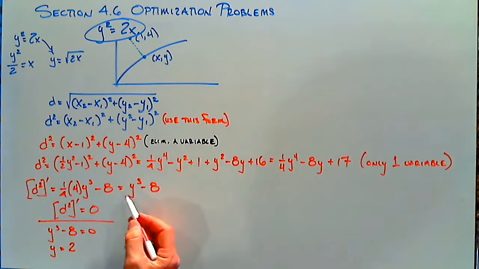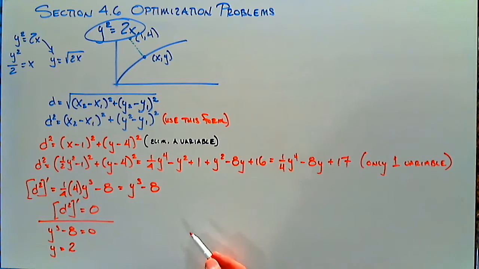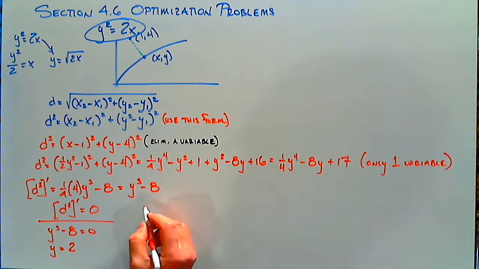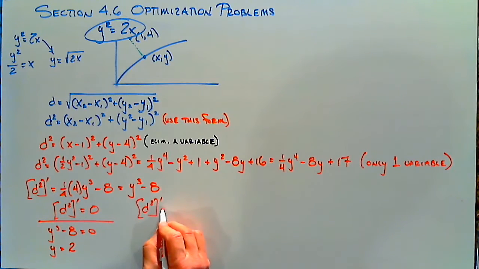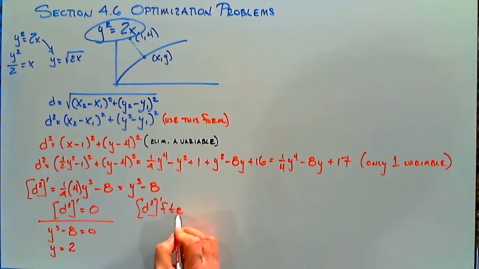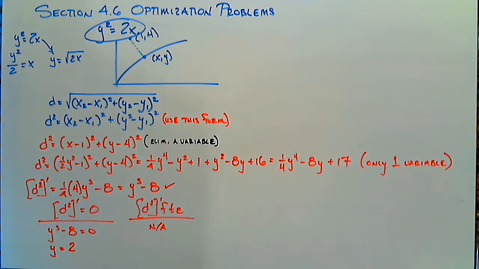Now, what about when does y cubed minus 8 fail to exist? Well, we could write it down, right? We could write that down. Maybe our instructor says, well, I want you to show me that you understand that's a possible case. But in this case, it's because this is a polynomial, and polynomials never fail to exist.